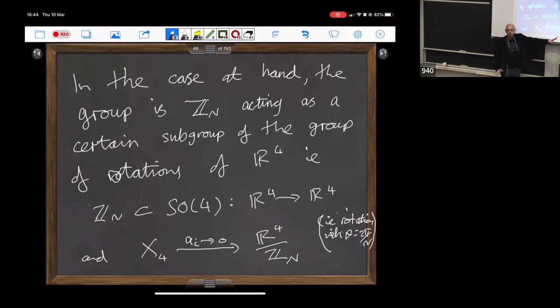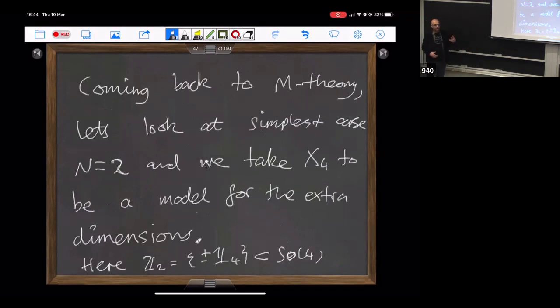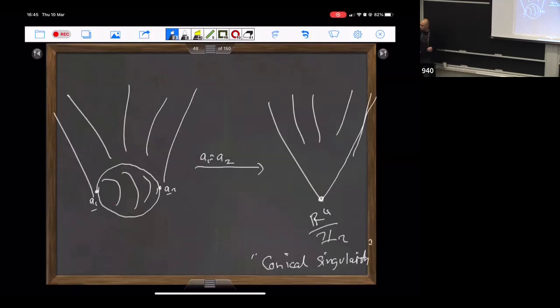Now this space here is actually singular, because the origin under any rotation is fixed by n elements. So you can think of it as a cone with a conical singularity at the end. And that's the simplest type of singularity that you can have in this business. To give you a different picture, in the n equals 2 case, you've got a single sphere, you collapse it, and you get the space that develops what we call a conical singularity.